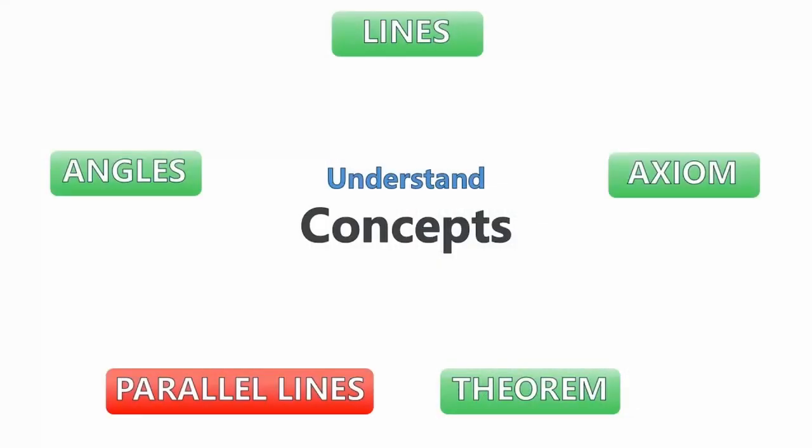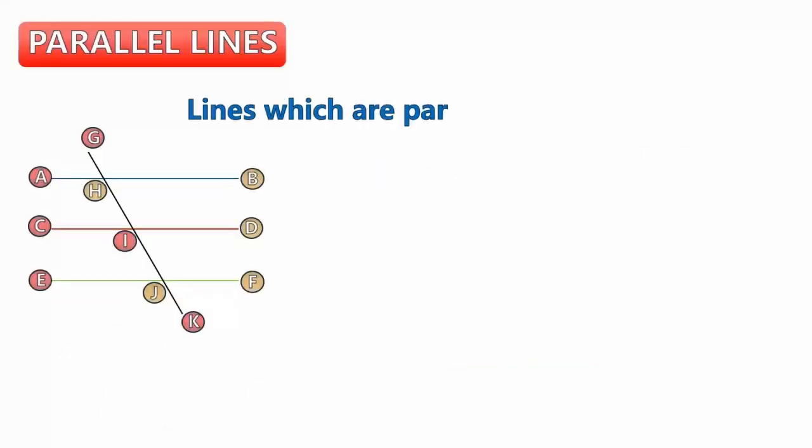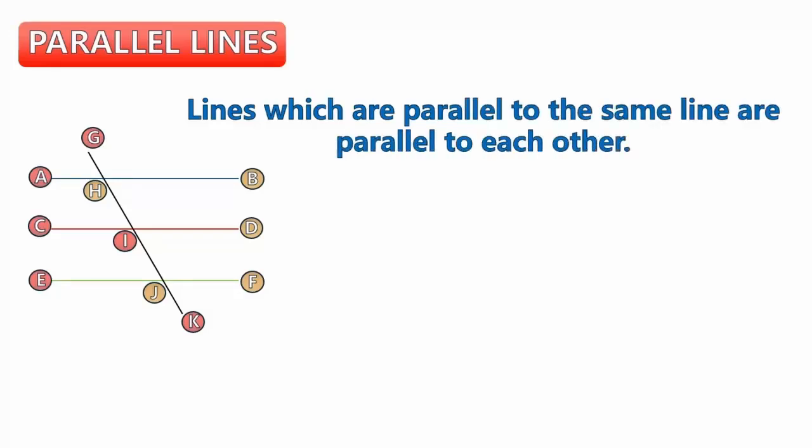Let's look at parallel lines. Lines which are parallel to the same line are parallel to each other also. This is a theorem we have to prove. For example, let's say we have a line AB, and let's say CD is parallel to AB, and EF is also parallel to AB. Now what we have to do is prove that since CD is parallel to AB and EF is also parallel to AB, CD is parallel to EF.